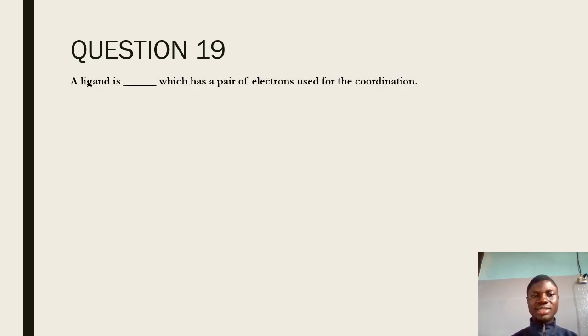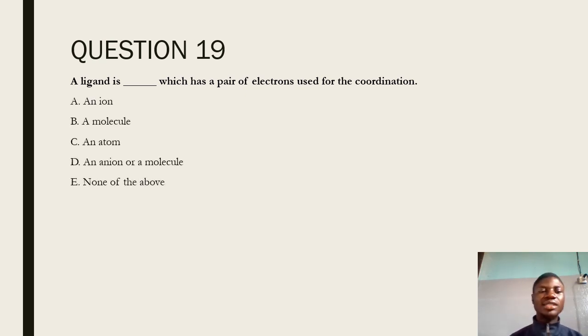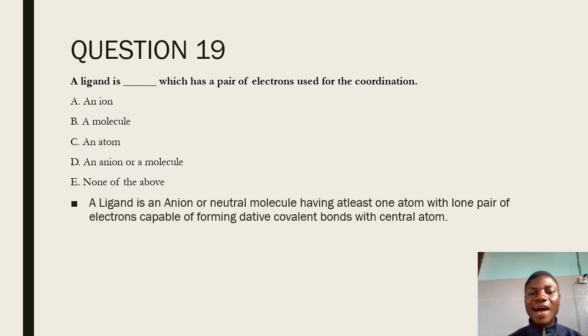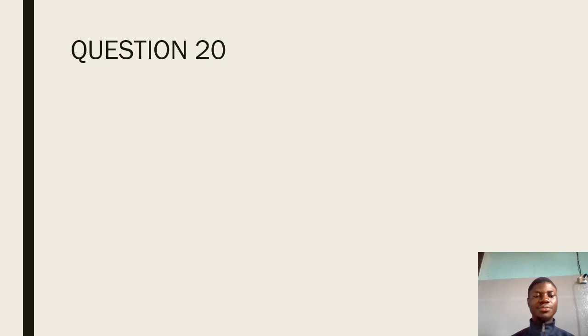Question 19 says a ligand is. We have to choose from the answers what a ligand is. From transition metal chemistry, a ligand is a neutral molecule or an anion having at least one atom with a lone pair of electrons capable of forming a dative covalent bond with the central metal atom. And as a result, the answer is going to be D. A ligand could be an anion or a neutral molecule.